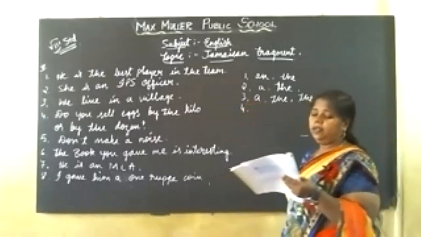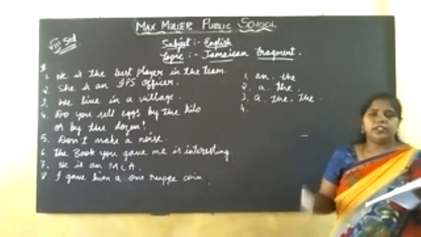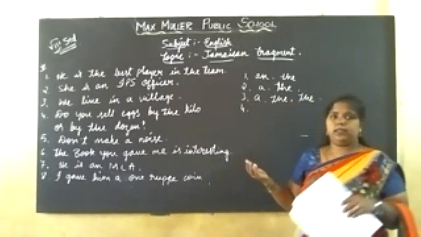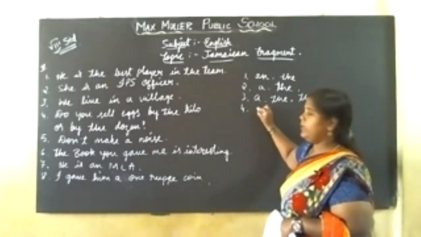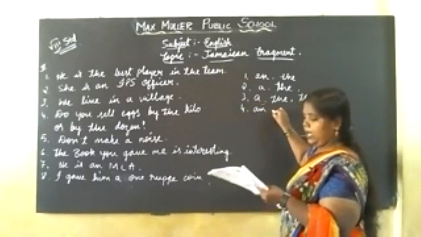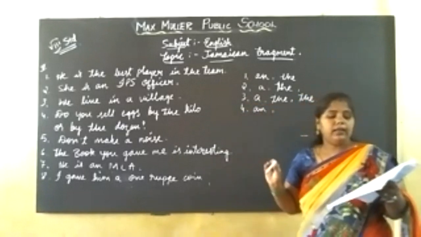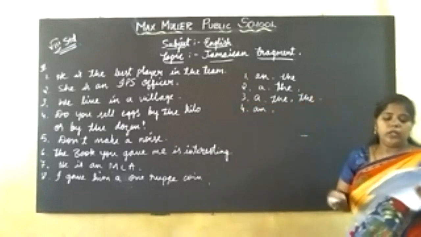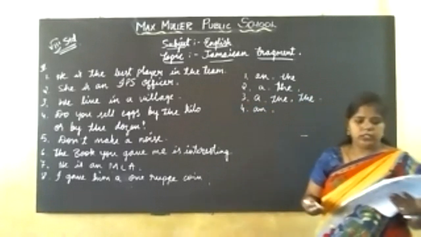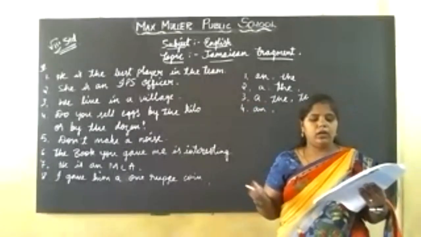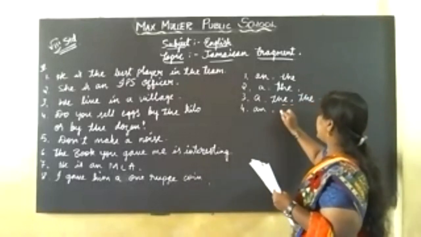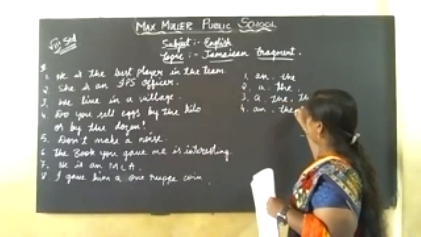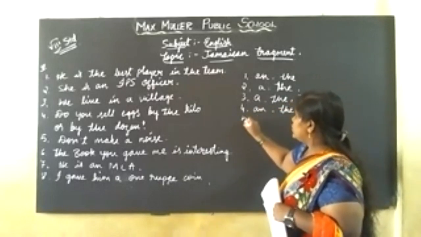So the fourth one: "She had dash accident." Here accident starts with a vowel sound, right? So, she has had an accident. Here she wants to mention that the accident has left her immobile. Okay, so here she wants to mention that accident. So here we have used "the."